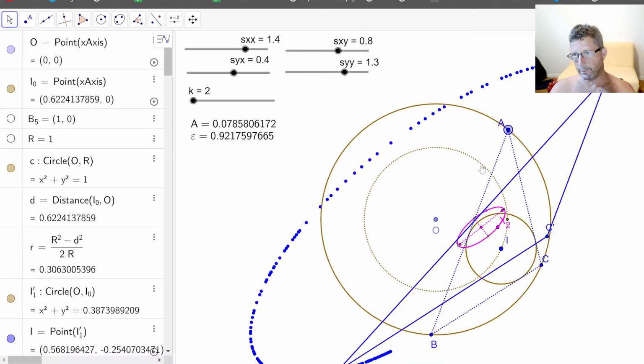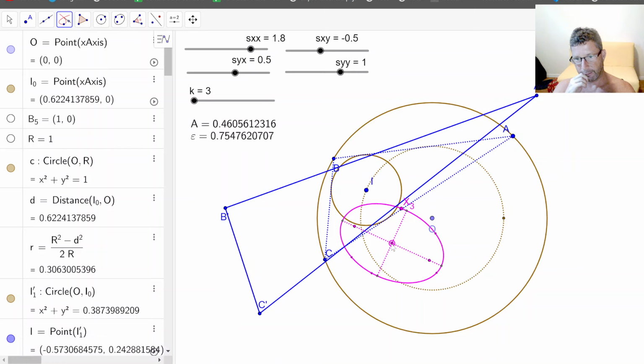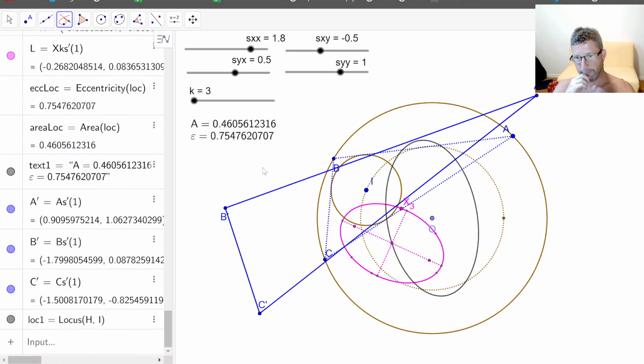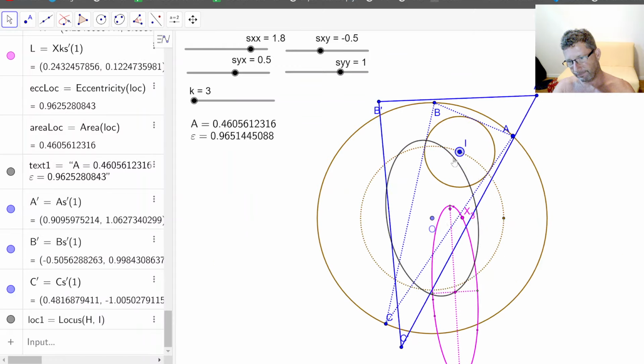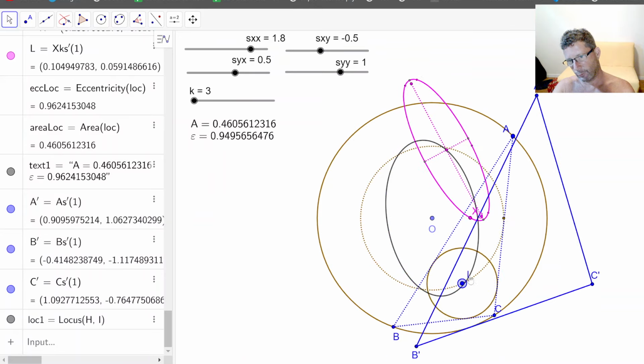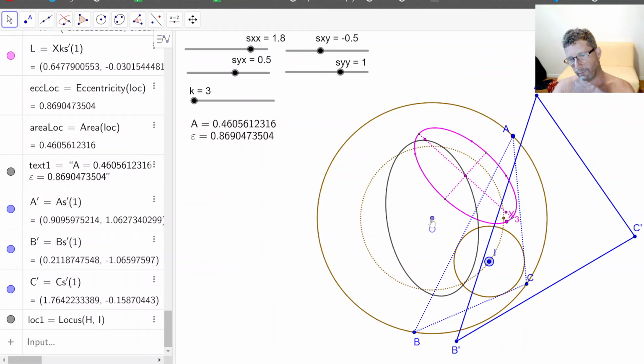Okay, now let's do one more experiment. I'm going to go to x3, and I want to now see the locus of the center of this elliptical locus over OI. So I'm going to use the locus function in GeoGebra, and I'm going to say this point with respect to motions of I. So the locus is an interesting curve, and it does look like it's an ellipse, right? The locus of the center is an ellipse. It seems to be an ellipse centered on O, okay?